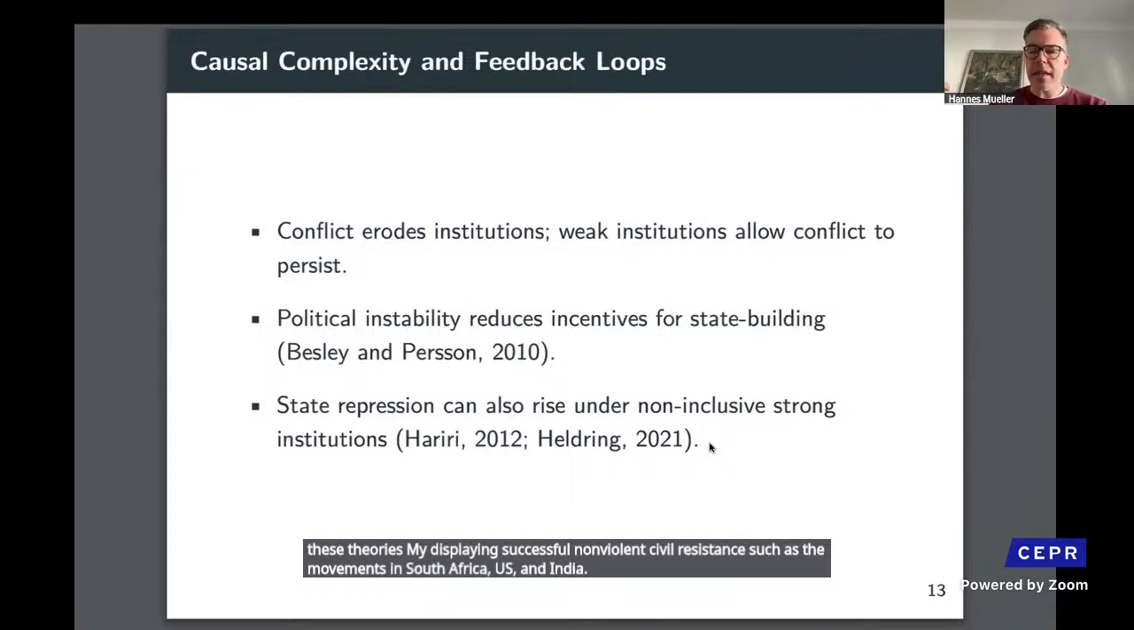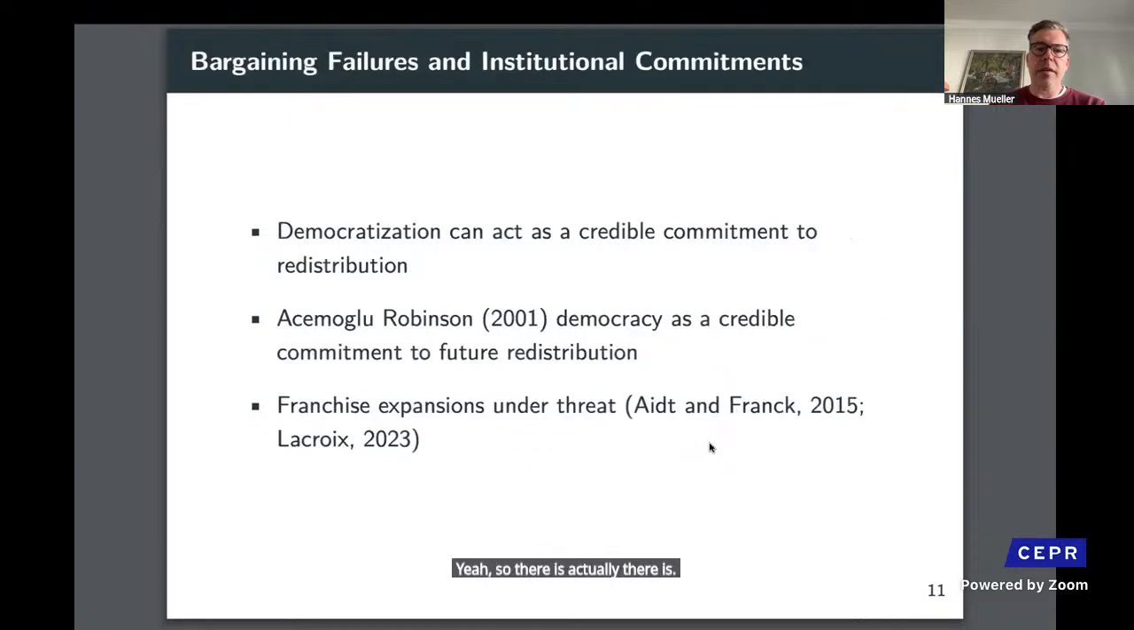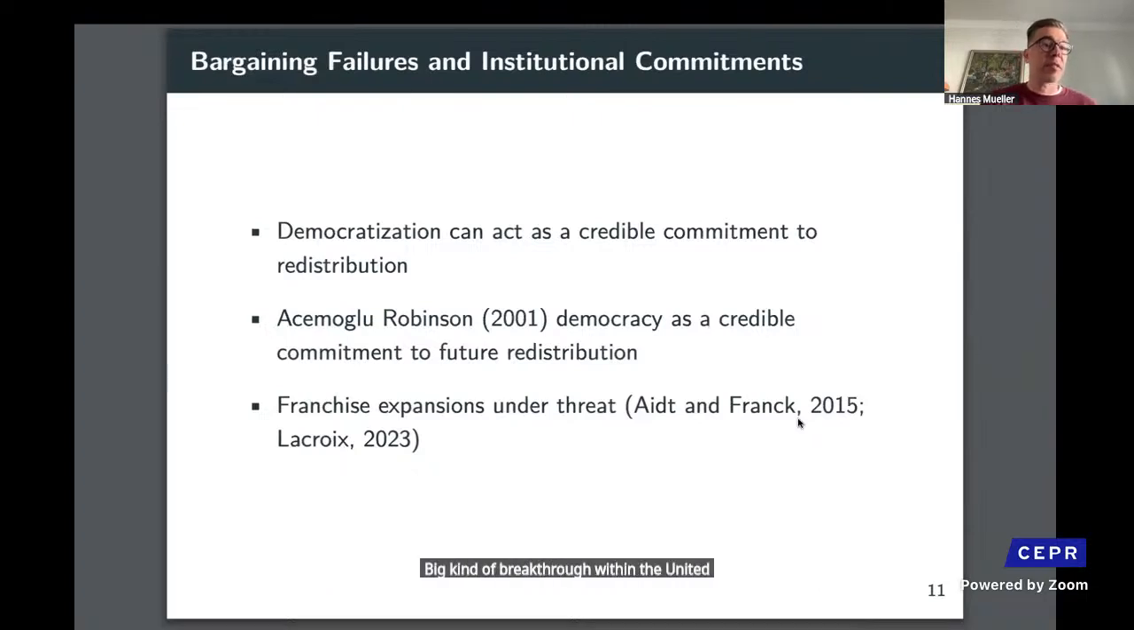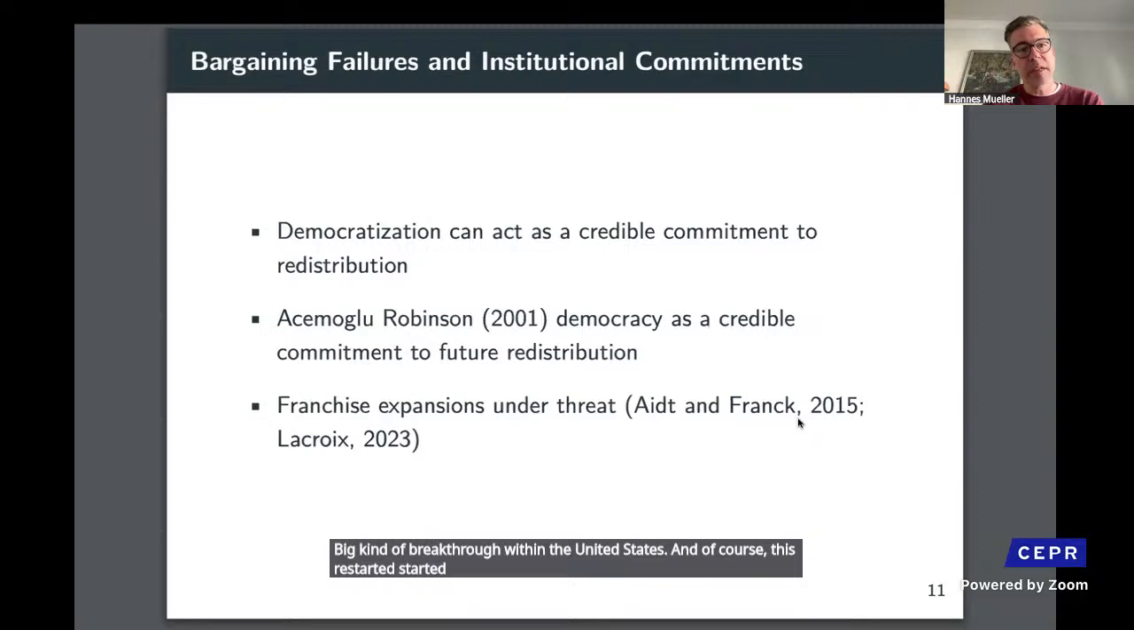Yeah, so there is, I forgot now, and I'm very sorry. If you write these two down, I think it's Lacroix 2023, but it could also be Iden Frank. I can check again. One of these papers is actually from the United States and is talking about the Black rights movement and exactly this kind of big breakthrough within the United States. And of course, this started as a resistance movement in a way. But I think that typically the successful movements are the non-violent ones, right?